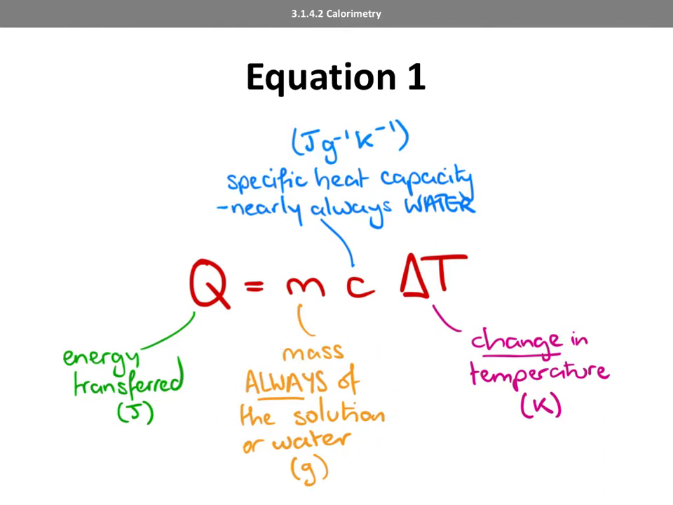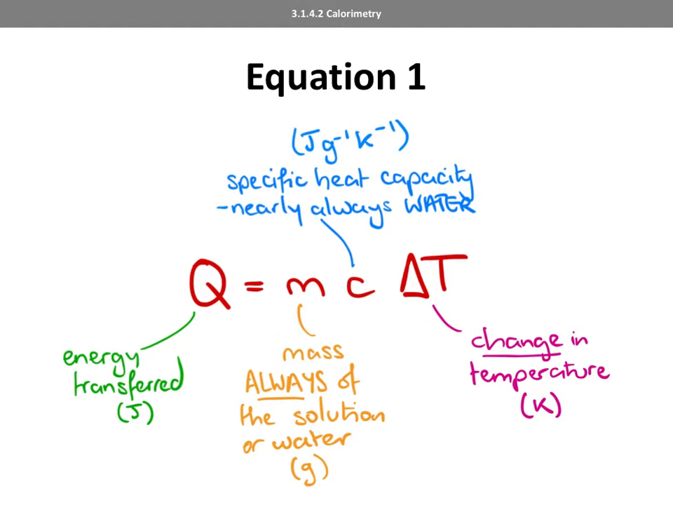So just to remind you what we might mean by solution, we could be talking about copper sulfate solution. So we're going to be measuring the temperature of the water or the solution, and then we're going to be using the specific heat capacity as well to work out how much energy must have transferred to result in that temperature change. Now, even though we might be using a solution like copper sulfate, the specific heat capacity that we're given is nearly always that of water.